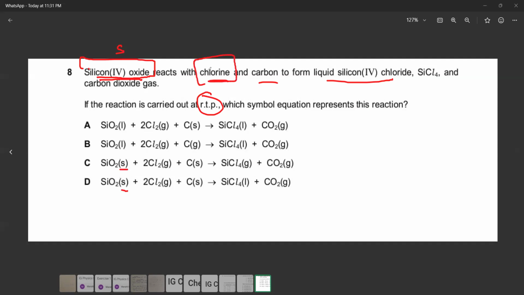What about chlorine at room temperature? Chlorine is a gas. Carbon is a solid at room temperature. It forms liquid silicon 4 chloride, and carbon dioxide gas is there. So what is the mistake here? The state of silicon chloride is not correct. In this one, they mention it's forming a liquid, but it's written as a gas.